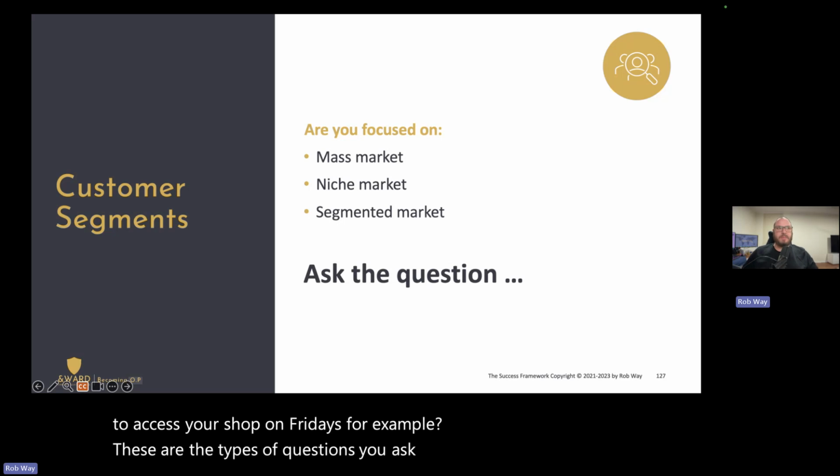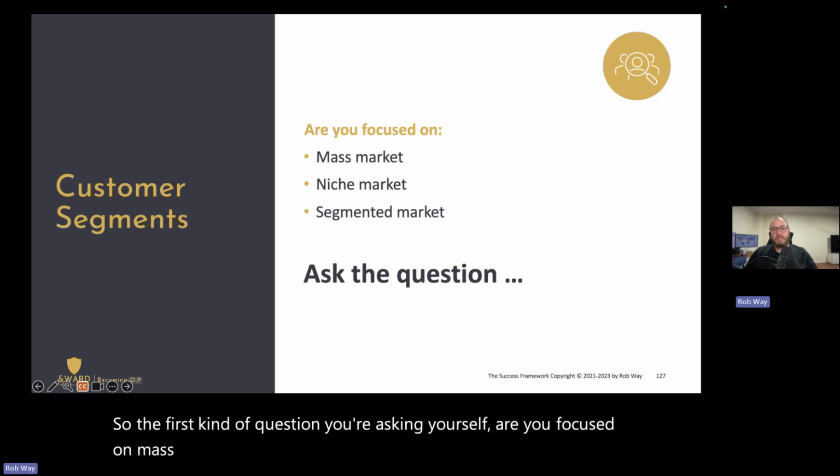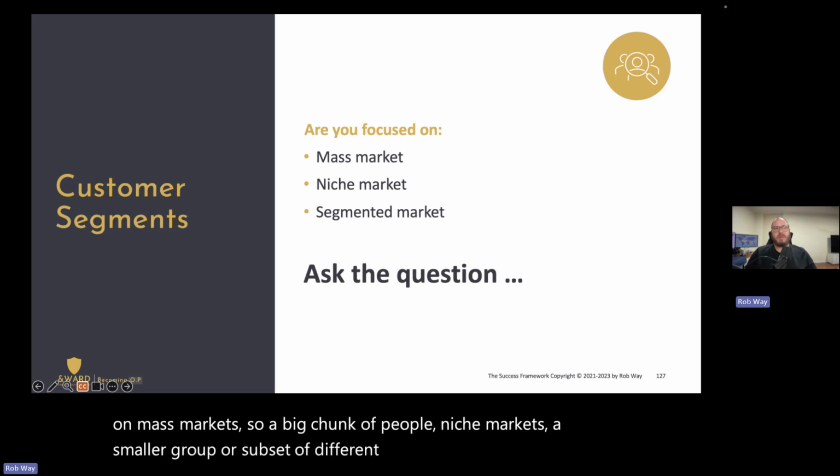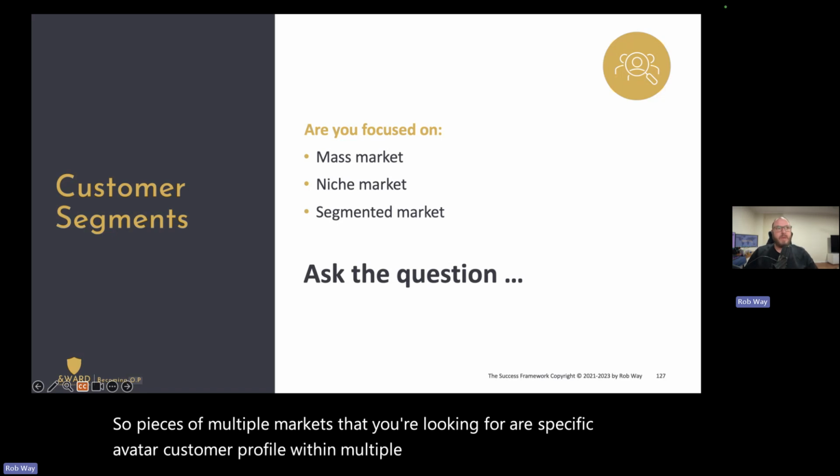Next, customer segments. The first kind of question you're asking yourself: are you focused on mass markets, a big chunk of people, niche markets, a smaller group or subset of different groups, or a segmented market? So pieces of multiple markets that you're looking for, or a specific avatar customer profile within multiple markets.